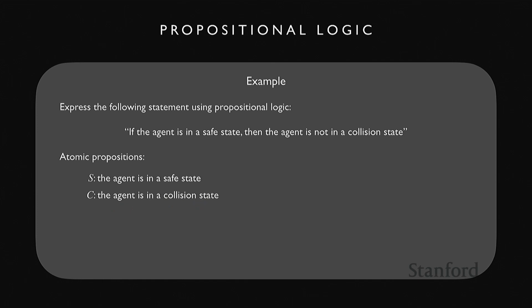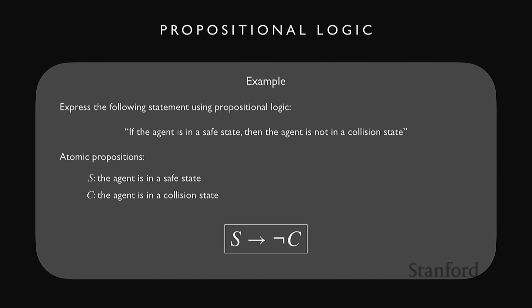Okay, based on what we just saw, can anyone guess which operator we should apply here? Yeah, implies. Implies, yeah, exactly. So you can think of the implication as if-then, like we were saying. So if the agent is in a safe state, then the agent is not in a collision state. And so that's just saying S implies not C. So I guess we also use the negation operator as well.